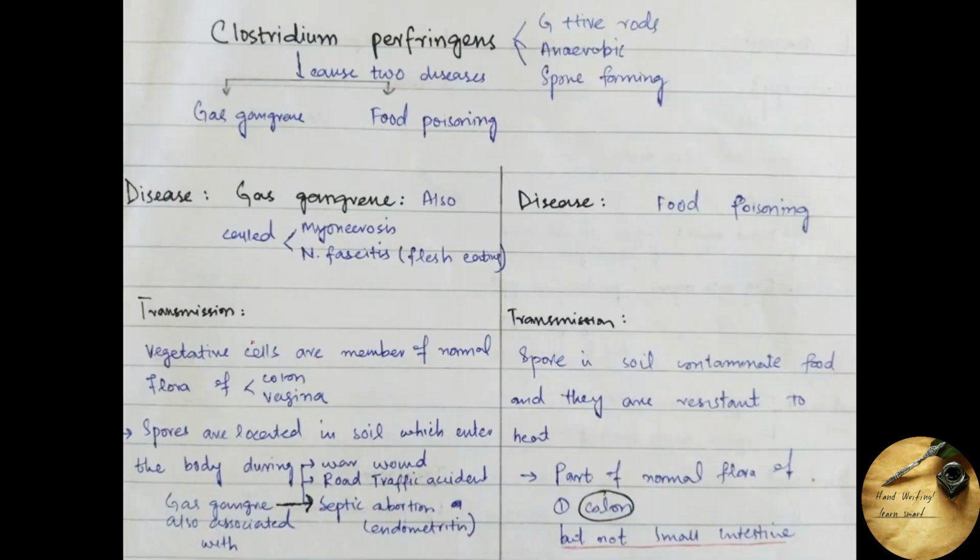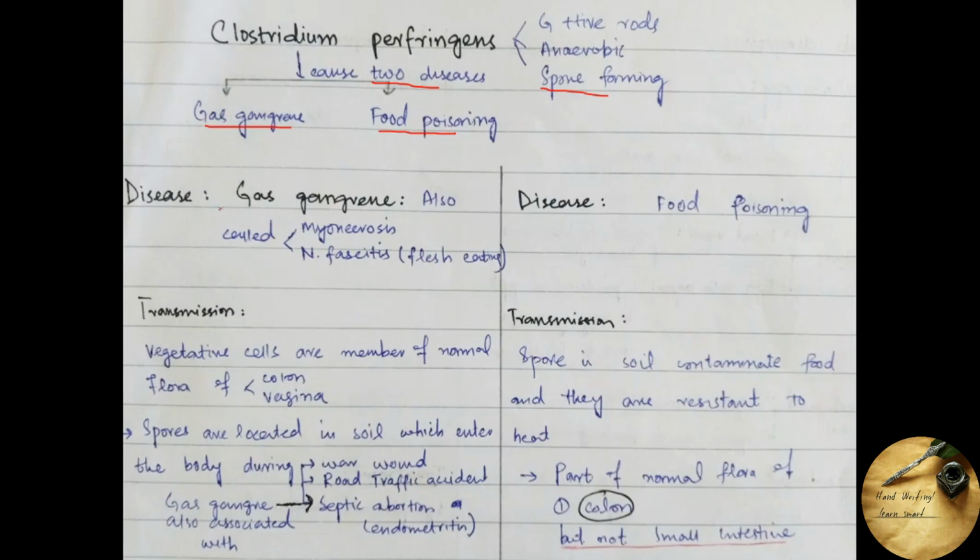Bismillah ir-Rahman ir-Rahim. So today we will study the two species of Clostridium genera, which are Clostridium perfringens and Clostridium difficile. As we have already discussed, Clostridium genera consist of gram-positive rods which are anaerobic and spore forming. Coming towards Clostridium perfringens, it causes two types of diseases, gas gangrene and food poisoning. We will discuss each one of these one by one.